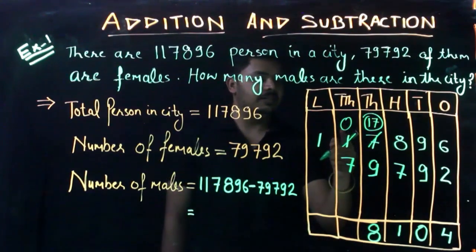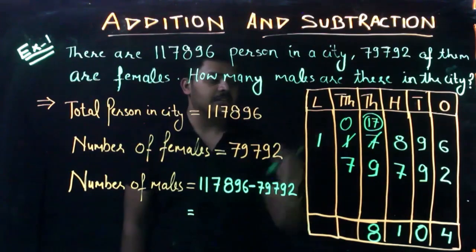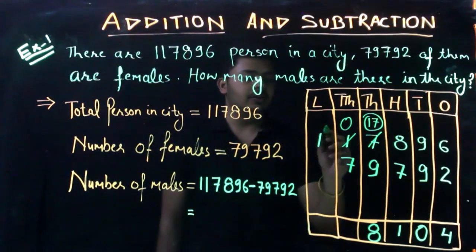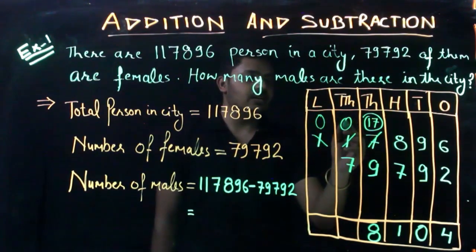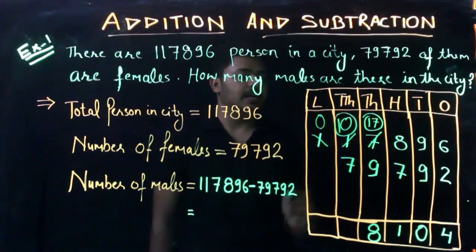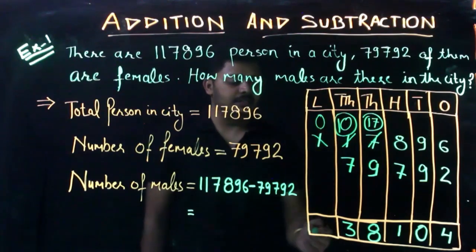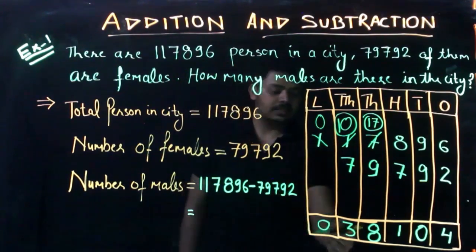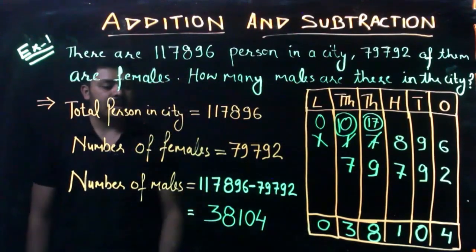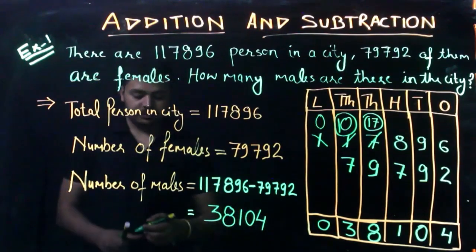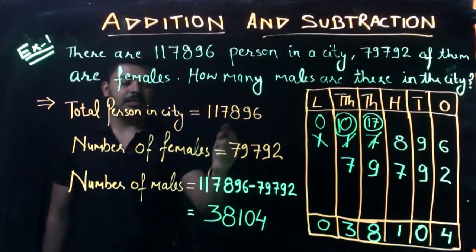Now here it is a 0. 0 minus 7 is not possible as 7 is greater than 0. So we again regroup it and transfer 1 lakh to the 10,000s column. So it becomes 10. 10 minus 7 is 3 and here it is 0. So our answer is 38,104. So the number of males is 38,104 when we subtract the number of females from the total number of persons in the city.